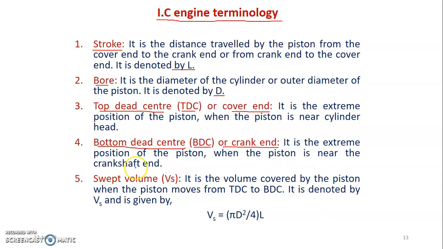Like this, we have another terminology that is called swept volume, and shortly we write this as Vs. V for volume, S for swept. It is the volume covered by the piston when the piston moves from top dead center to bottom dead center, and it is denoted by Vs. It's also called stroke volume, and is given by the equation: Vs is equal to pi d square divided by 4, which gives us the area, and we have to multiply it by the length of the stroke.